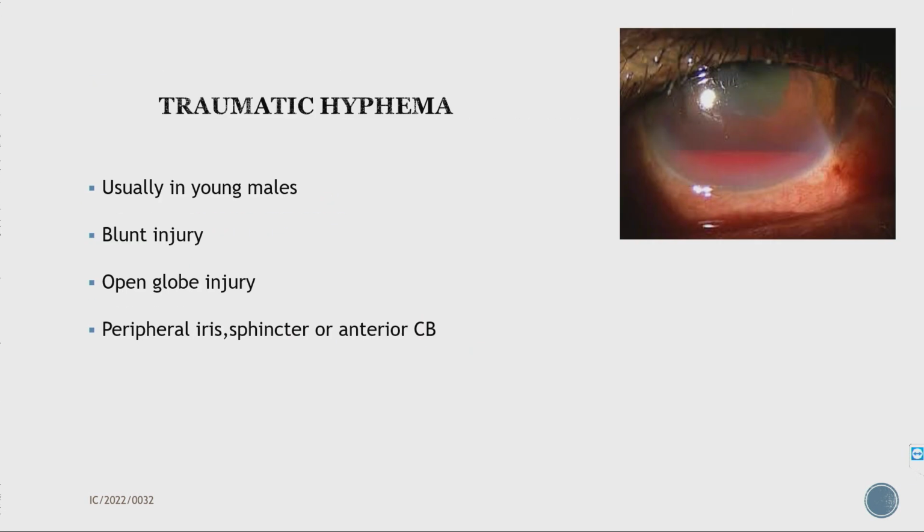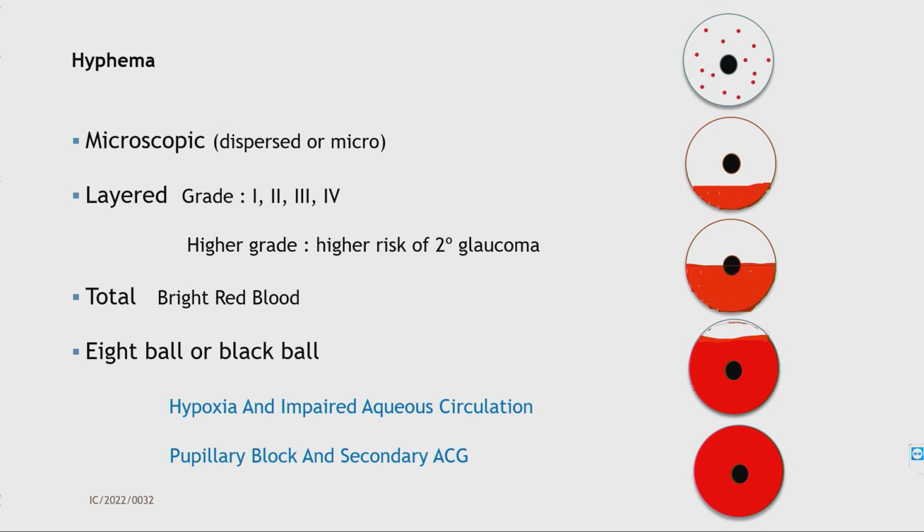So coming to the second topic of today, traumatic hyphema. It usually occurs in young males, can be a result of blunt injury or open globe injury, and the bleeding points are generally from the peripheral iris, sphincter, or the anterior ciliary body. The hyphema, we know it is graded like microscopic or a microhyphema. A layered hyphema we grade from 1 to 4.